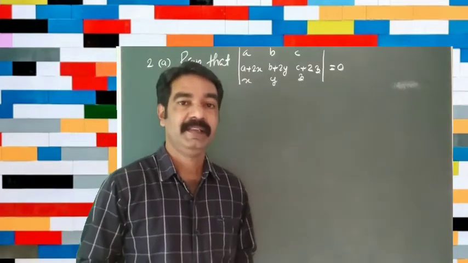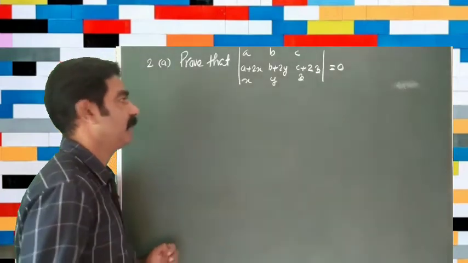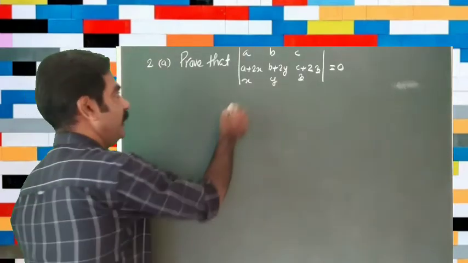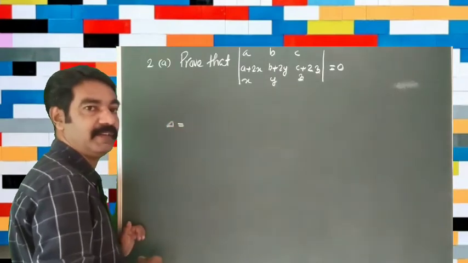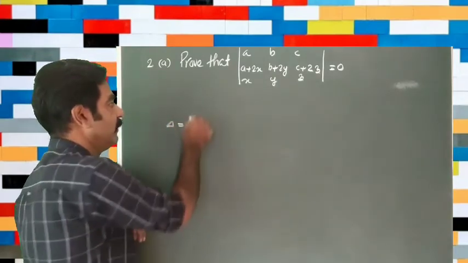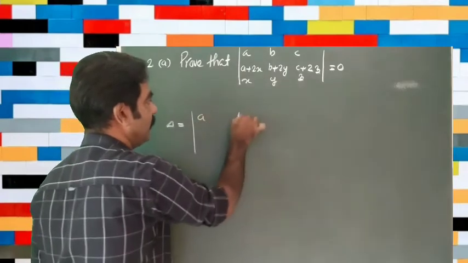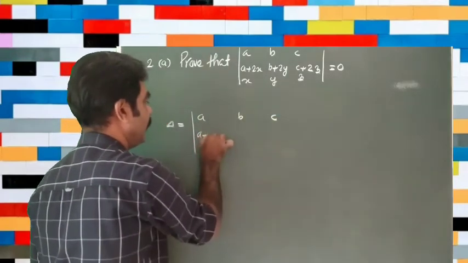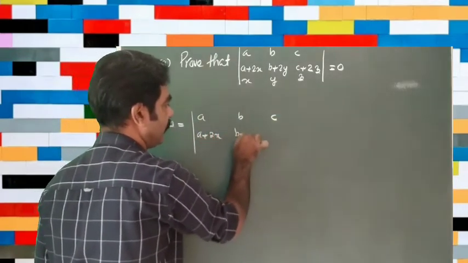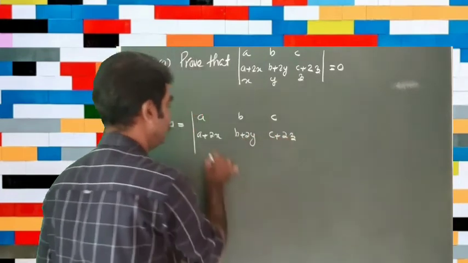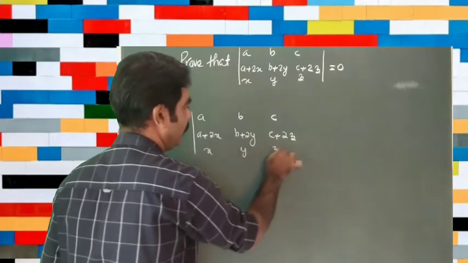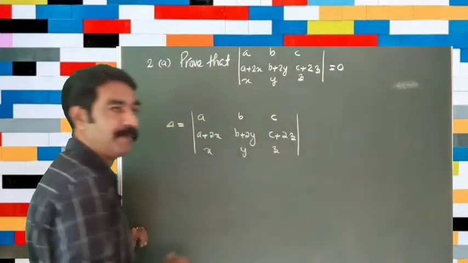Okay, we can do this problem using the properties of determinants. The given determinant delta has first row a, b, c, second row a plus 2x, b plus 2y, c plus 2z, and third row x, y, z.